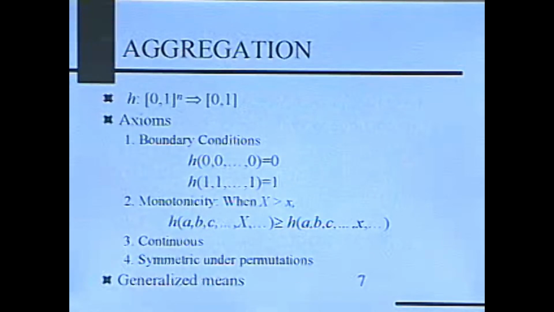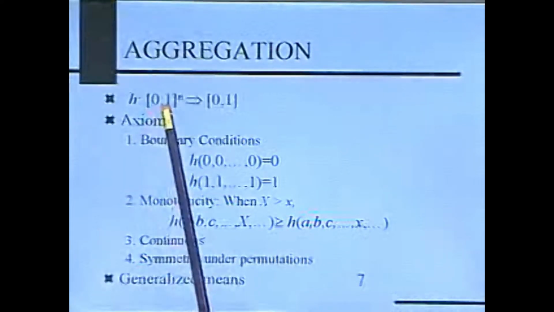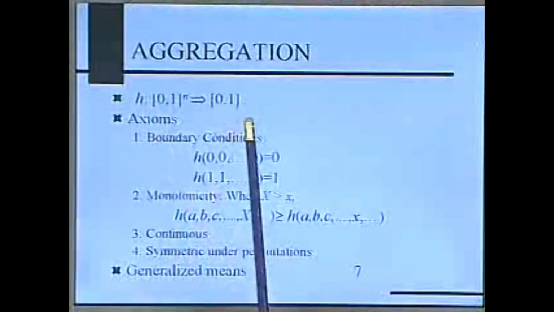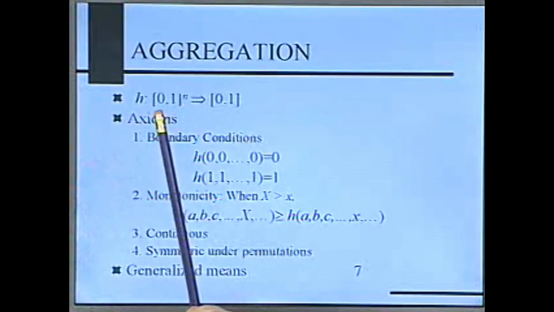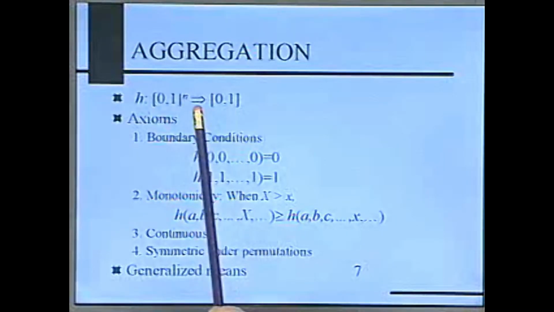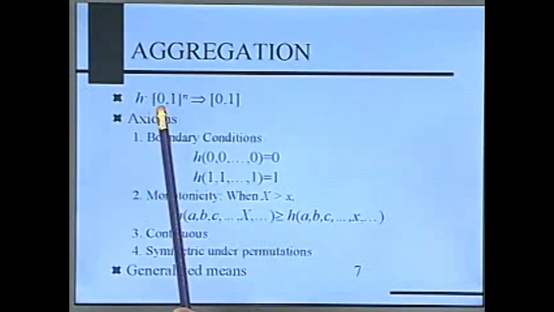Okay, aggregation. We're going to take a bunch of numbers, and H is going to be a mapping of n numbers between 0 and 1 into a single number between 0 and 1. And that's what we've been doing. When we take the maximum of n numbers, we are doing a mapping, and the mapping in that case is the maximum, to another number between 0 and 1. Similarly, we do this with the minimum. We also do it with the average. If we add them up and divide by the total count, that's a mapping of a bunch of numbers between 0 and 1 to a number between 0 and 1.